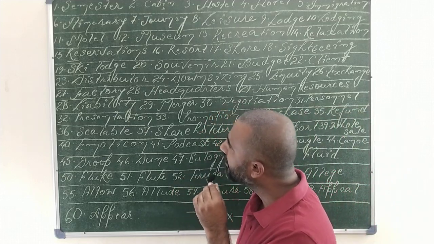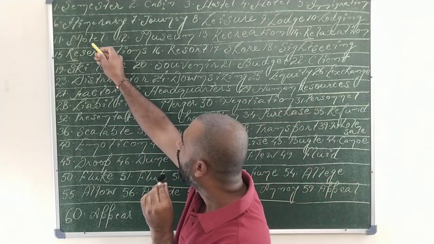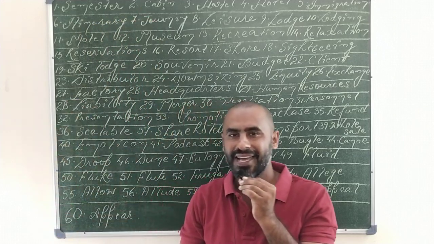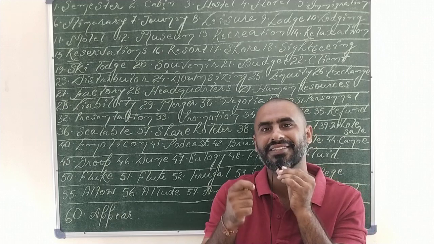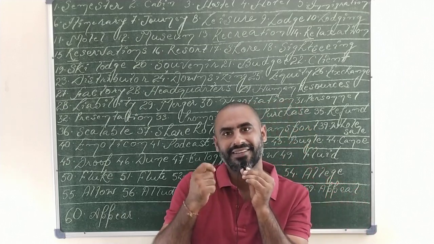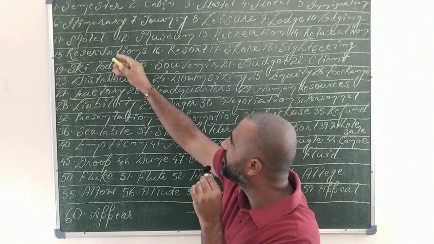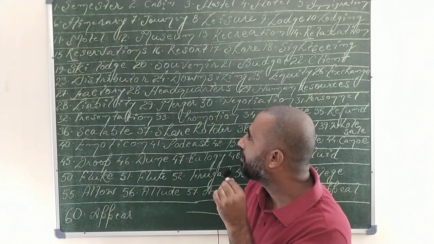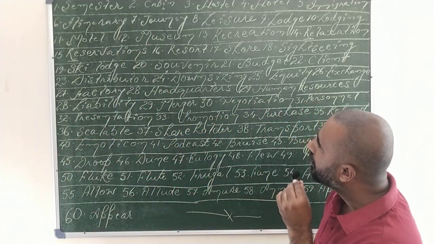And the next one which we have is number 6, I-T-I-N-E-R-A-R-Y. Itinerary. So the R sound is there whenever you're going to pronounce this. Itinerary. Okay. Next one.